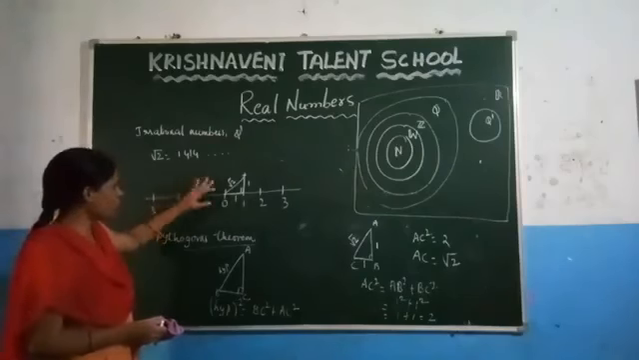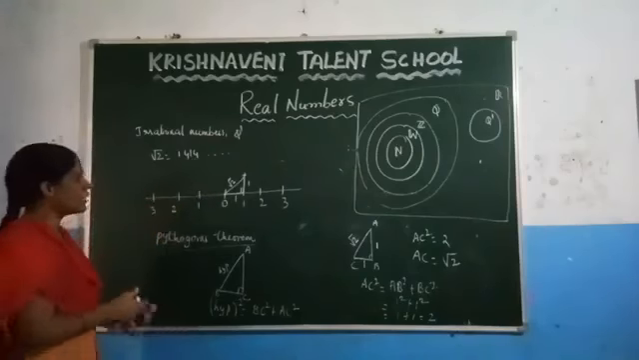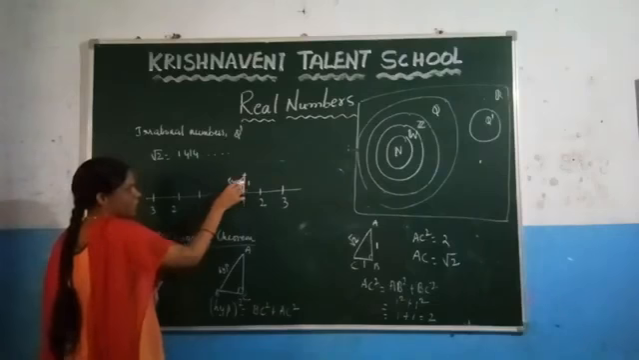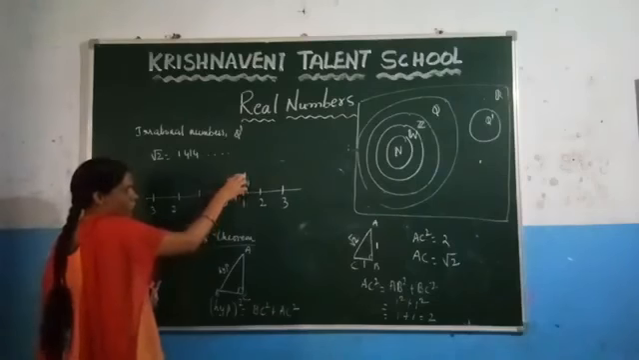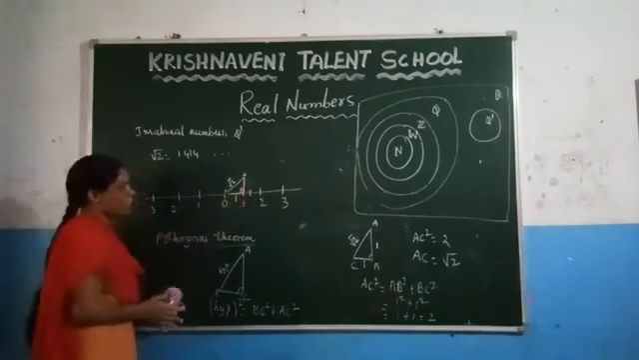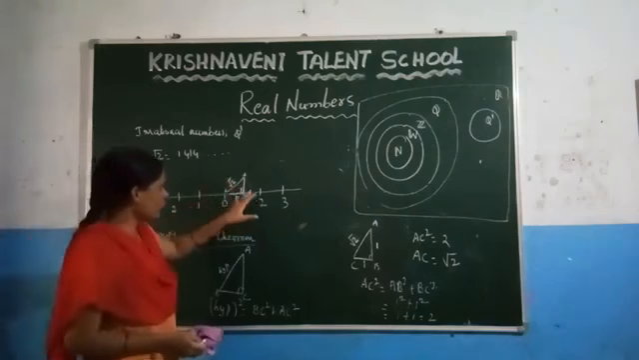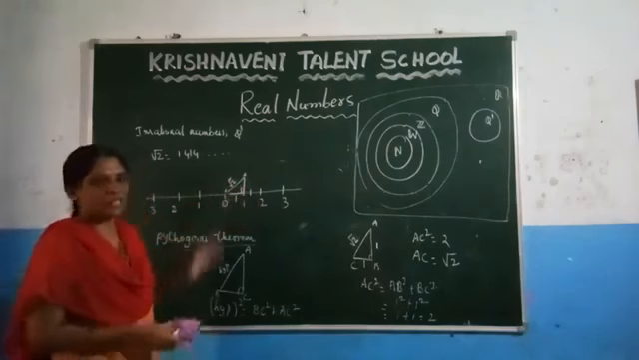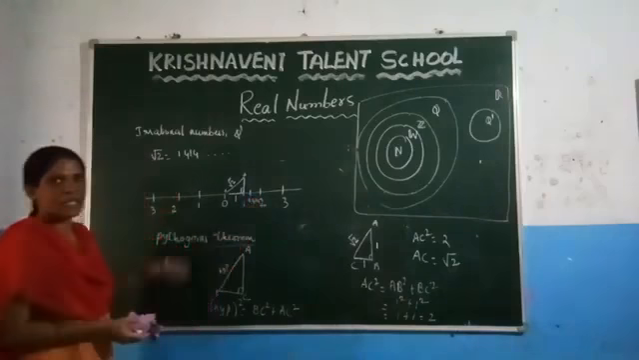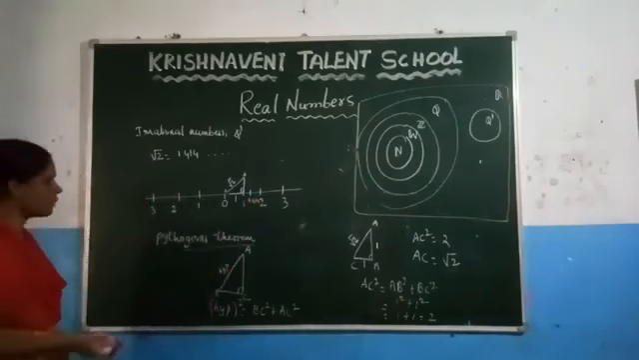Since we are representing root 2 on a number line, let us consider, by using compass, take this as a center and this as a radius. Now take this as a radius and mark 1 arc here. Where this mark touches the number line, that will be the value 1.414. You can check it. Like this you can represent root 2 on a number line.